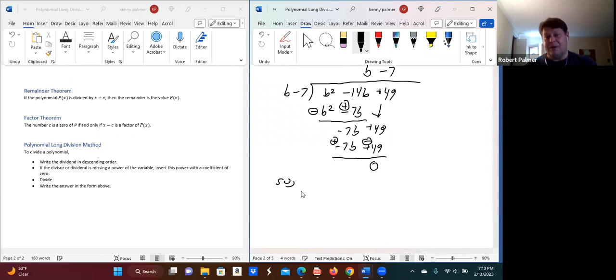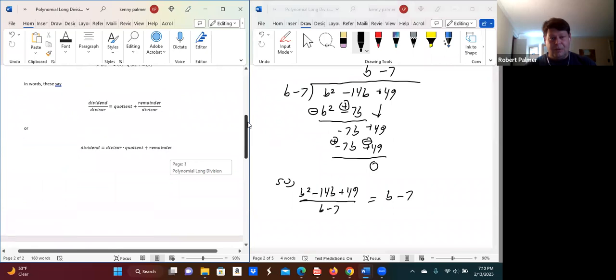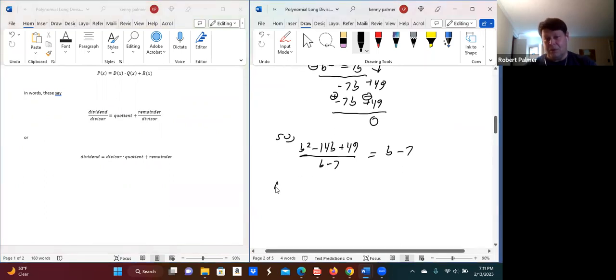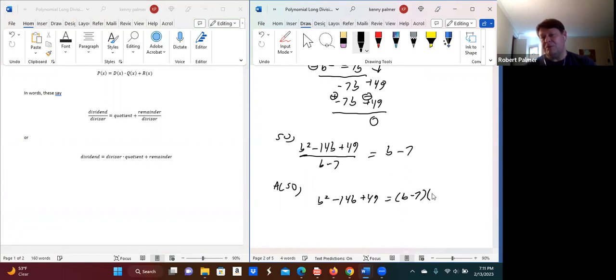Okay. So what this tells me then is that b squared minus 14b plus 49 over b minus 7 is equal to just b minus 7, our quotient. All right, it's quotient plus remainder over the divisor, but since there's no remainder, it's just b minus 7. And also, what this means is that I can write my dividend b squared minus 14b plus 49 is equal to the divisor b minus 7 times the quotient b minus 7, or it becomes b minus 7 squared.